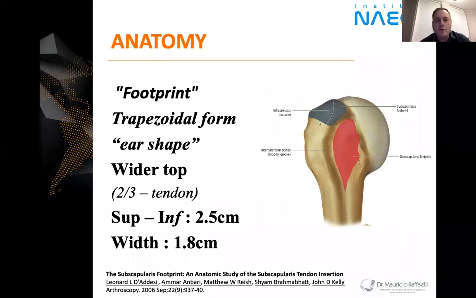Another important thing to understand the anatomy, and to plan the repair of the subscapularis lesion in your surgery, is the insertion of the subscapularis, its footprint. This insertion has a trapezoidal shape with its upper part wider than its lower part. And remember that the lower third presents a muscular insertion only, not a tendon insertion.